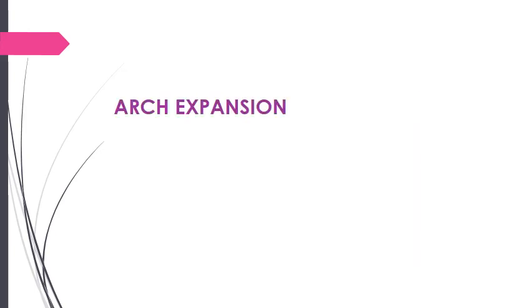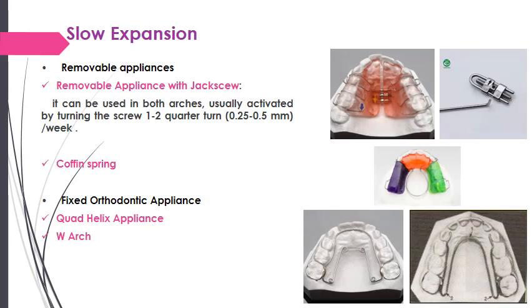The second way of creating a space is by using the arch expansion. The arch expansion can be slow or rapid, can be removable or fixed. Let us start with the slow arch expansion that can be produced by using different types of orthodontic appliances. Some of them are removable, others are fixed. Their effect can be skeletal or dental depending on the patient age.